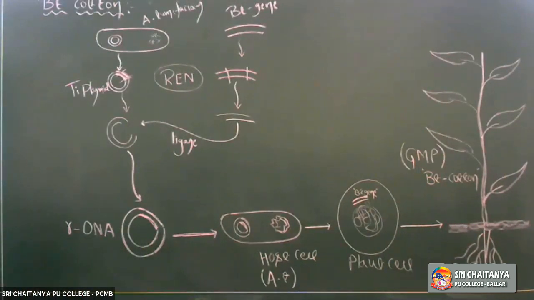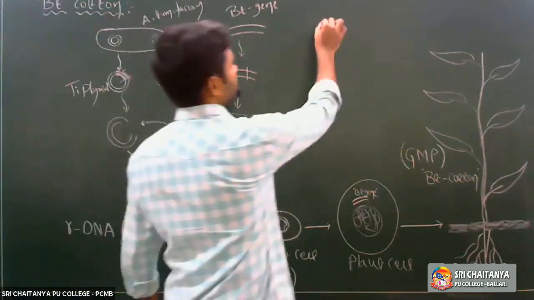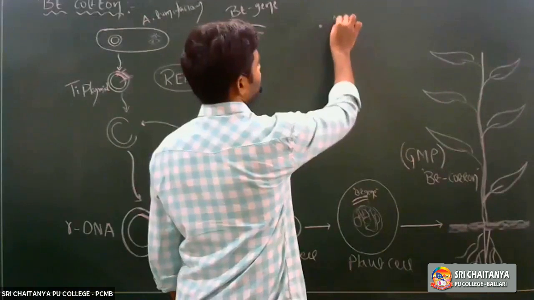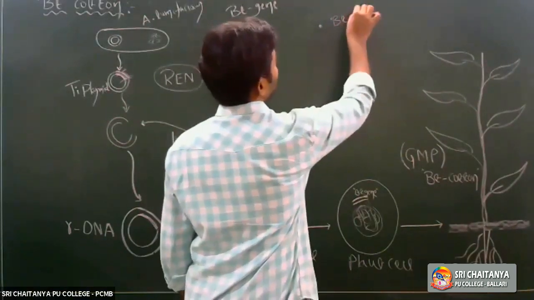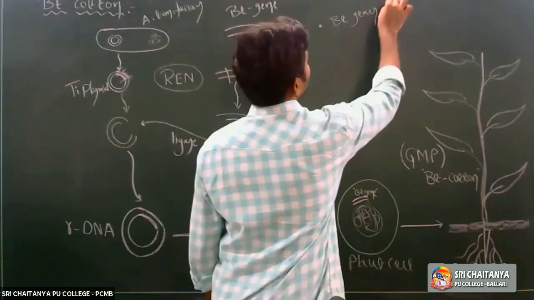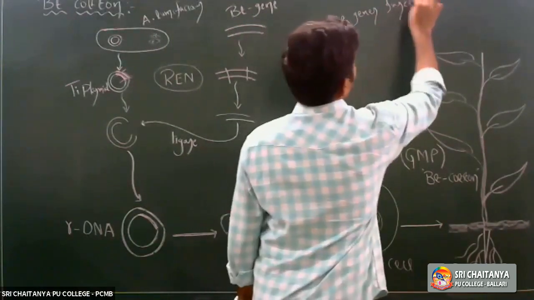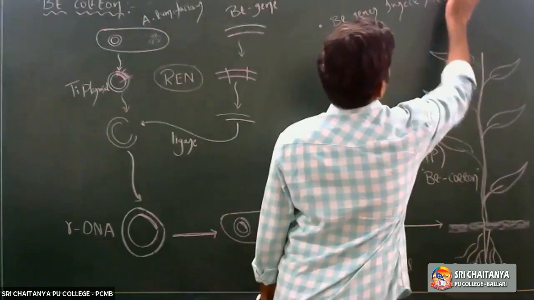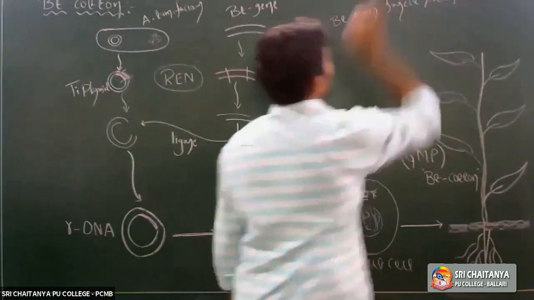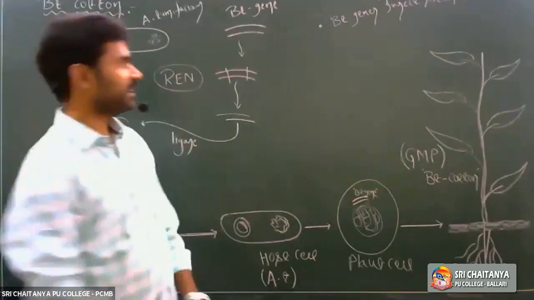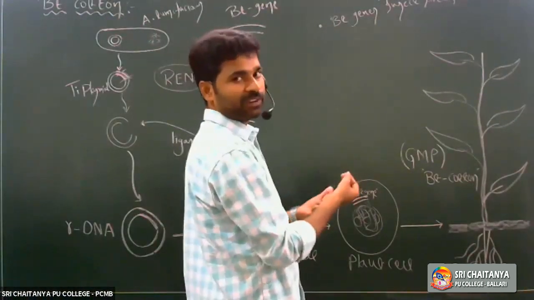Draw the diagram, flow chart. But it is insect specific. Those Bt genes are insect specific. So Bt genes vary from one plant to another plant. It depends on the type of plant and the type of target pest.